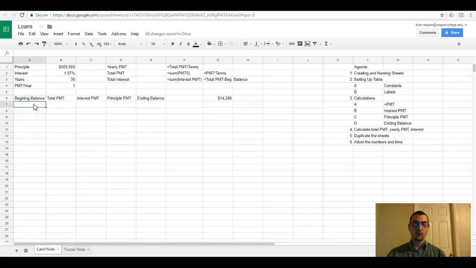Well, in year one, what is your beginning balance? Well, it's equal to the price of the loan. So we're going to go ahead and say equals, and we're going to cell reference this principal amount right here.